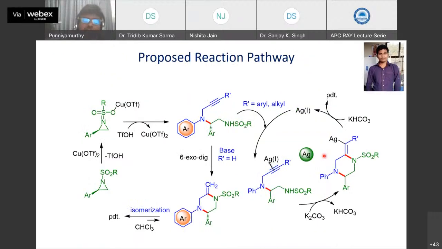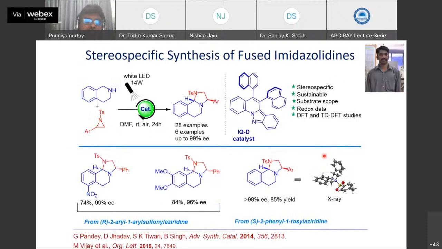So now let me move to the third part of my talk. Just only one reaction, we need two or three minutes. Nowadays we often read papers on most sustainable organic transformations. A lot of effort has been made with the use of photocatalysis and electrochemical transformation to accomplish the formation of carbon-carbon and carbon-heteroatom bonds.